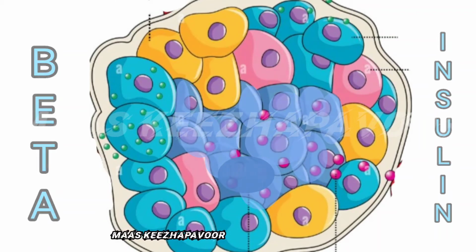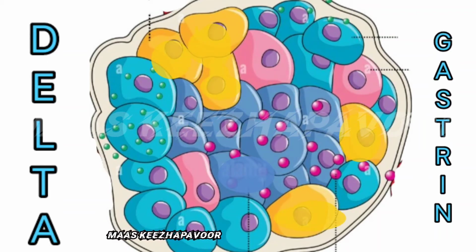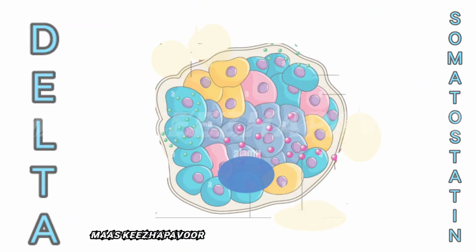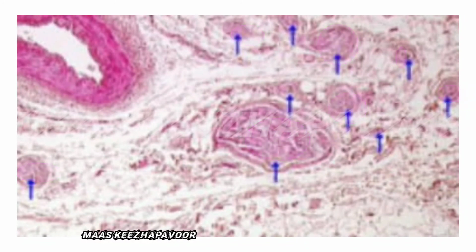They produce insulin. The delta cells are peripherally placed in the islets. They probably produce the hormones gastrin and somatostatin. The pancreas is richly supplied with blood vessels which run through the connective tissue. Through the connective tissue, both myelinated and unmyelinated nerve fibers pass.